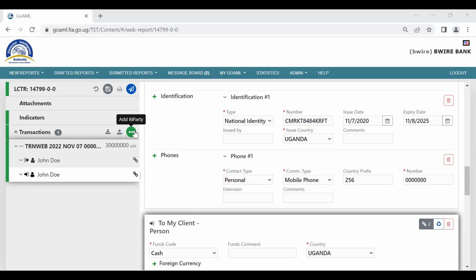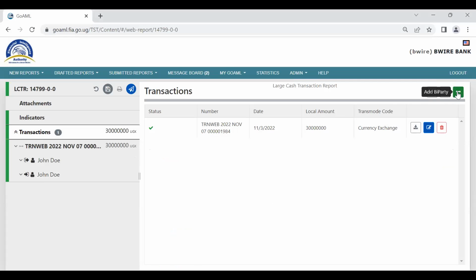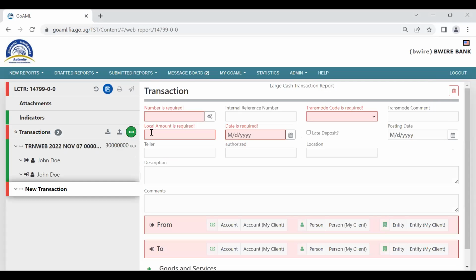Okay, so how do we add a second transaction? We just click here on add by party. Just come back to transaction here and click on transaction. The first transaction is done. I'm now doing a second one. The process is the same, but this time I'm going to use an example of money remittance.